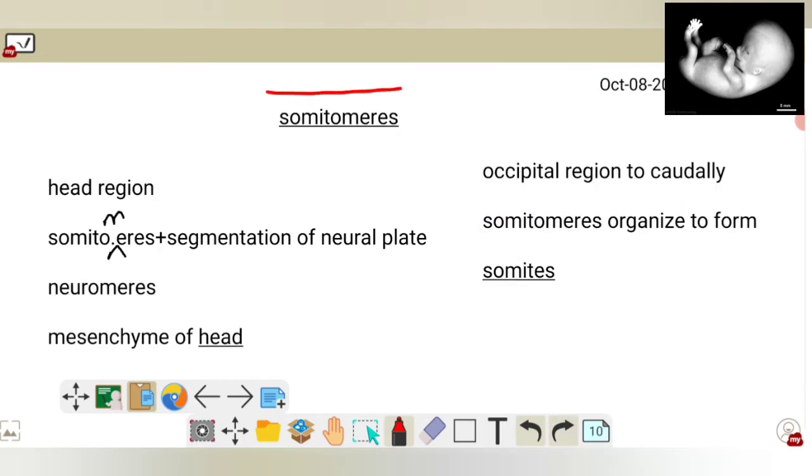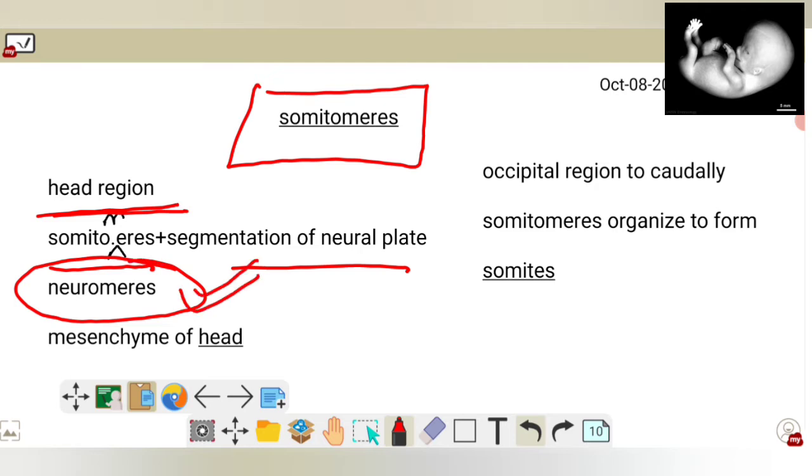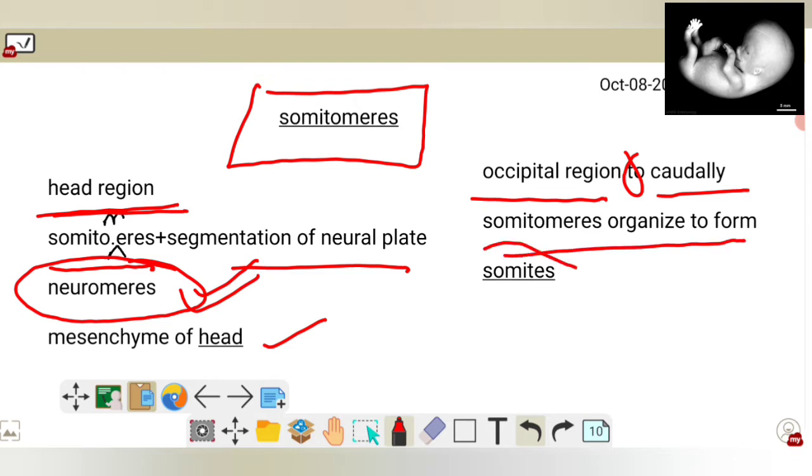Now, somitomeres, that is the segmented paraxial mesoderm in the head region, in combination with segmentation of the neural plate, are termed neuromeres, and these form the mesenchyme of the head region. From the occipital region up to the tail, the somitomeres get organized to form somites.